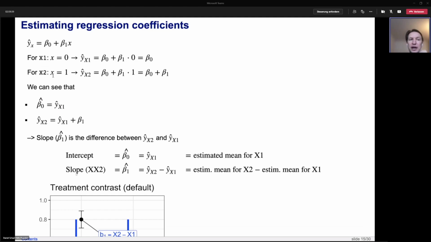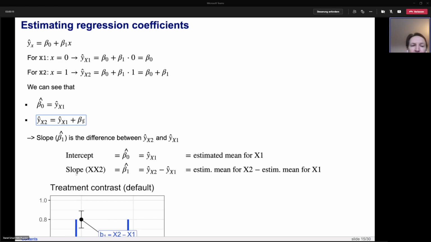But for x2, where x is equal to 1, we can see that the mean of x2 is the sum of these two. So we know that beta 0 is equal to the condition mean for x1, and then we have an equation where only beta 1 is missing. So the mean of x2 is equal to the mean of x1 plus beta 1. This is if we just replace beta 0 with the mean of x1.